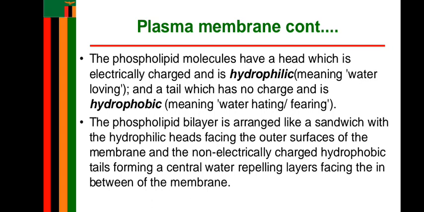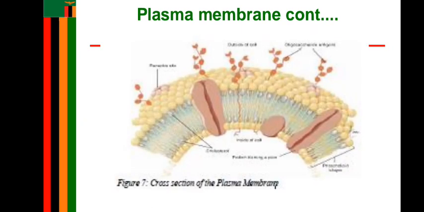The phospholipid bilayer is arranged like a sandwich. The hydrophilic heads face the outer surface of the membrane, and the electrically charged hydrophobic tails form a central water-repelling layer in between the membrane. This is how the plasma membrane looks. The picture is not that clear, but it has the phospholipids, as you can see, and then it has this channel to allow certain substances to pass, especially ions and minerals.